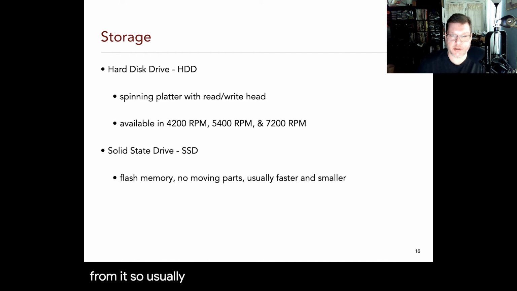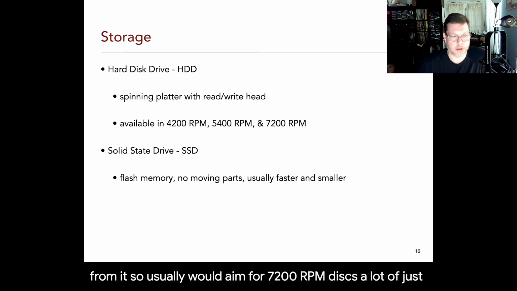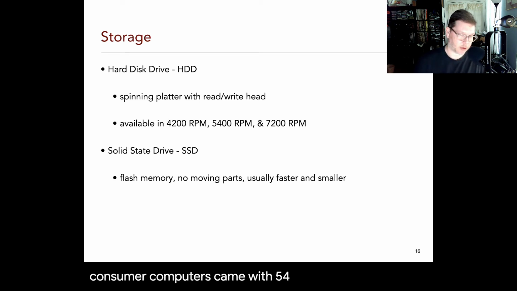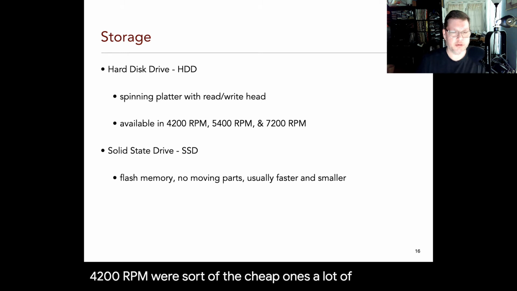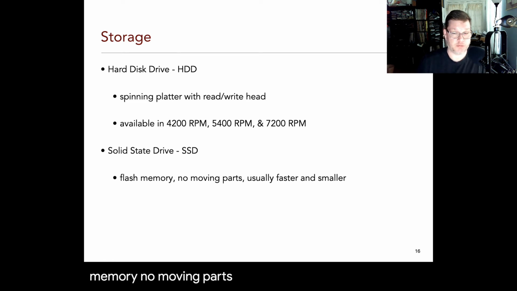So usually in terms of audio use, we would aim for 7,200 RPM disks. A lot of just consumer computers came with 5,400 RPM drives, and the 4,200 RPM were sort of the cheap ones. A lot of computers now are moving to solid state storage, which is flash memory, no moving parts. It's usually faster and smaller. It's also more expensive. But a lot of new laptops will have solid state drives.